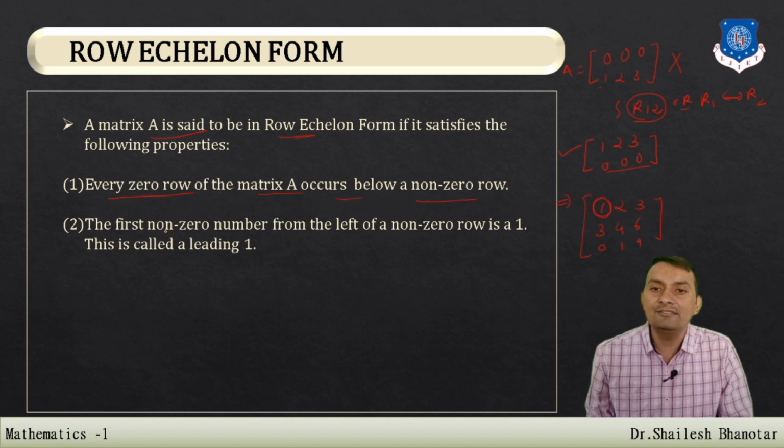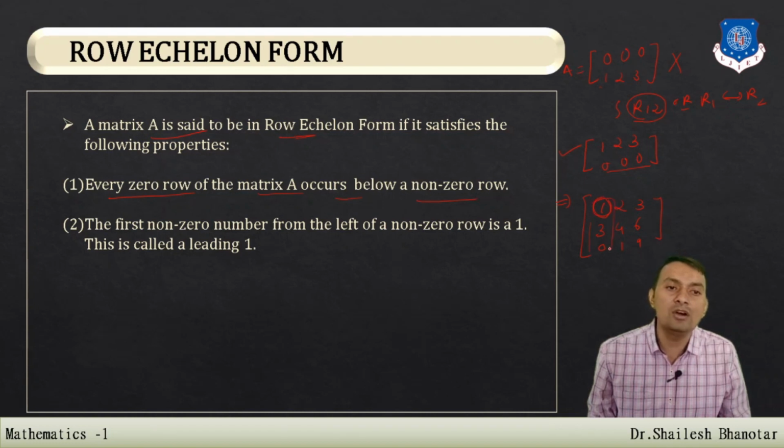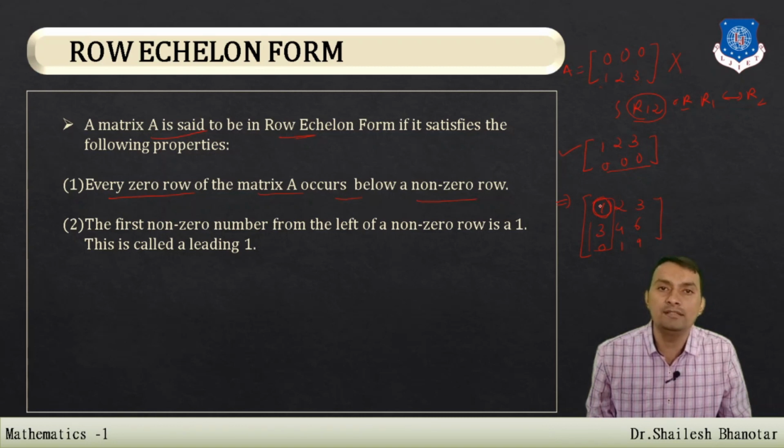The second condition says that the first non-zero number from the left of a non-zero row is 1, and that is called the leading one. Whenever we look at a matrix, we start from the left-hand side and first concentrate on the first column. The first entry should be non-zero, and it should be 1 as the leading entry. For simplicity we are assuming that it is 1, but not necessarily always. Here we can see that the first entry from the left-hand side is non-zero, and this is what our second condition says.